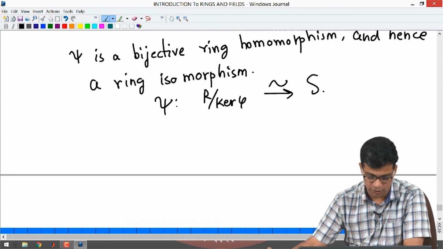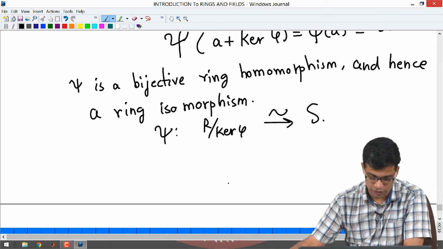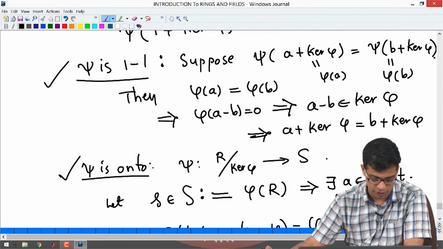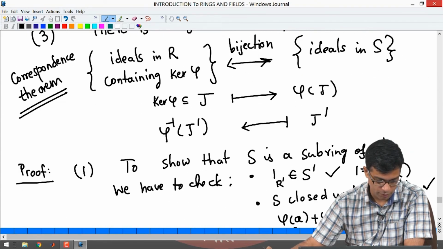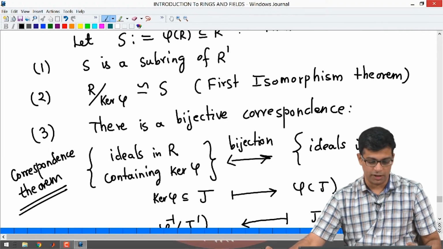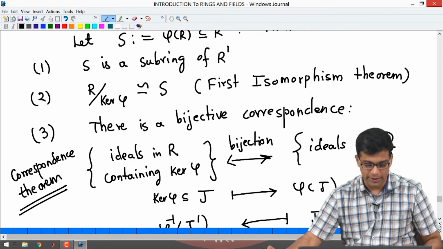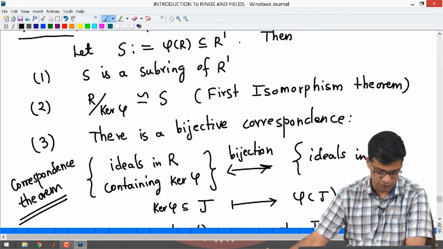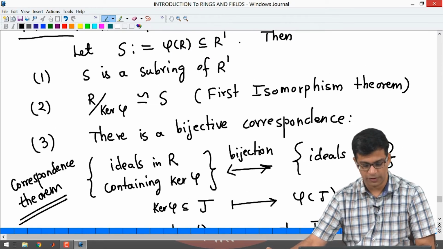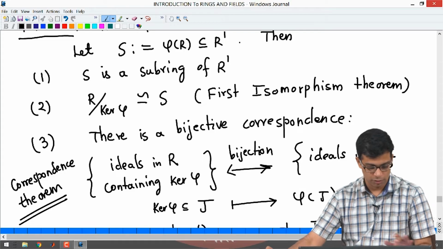So, let us try to recall the statement of the theorem. We have made 3 statements here. First statement was that image of a ring homomorphism is a subring of the ring codomain, which we have proved. Second is R mod kernel phi is isomorphic to the image subring. So, that we just proved.